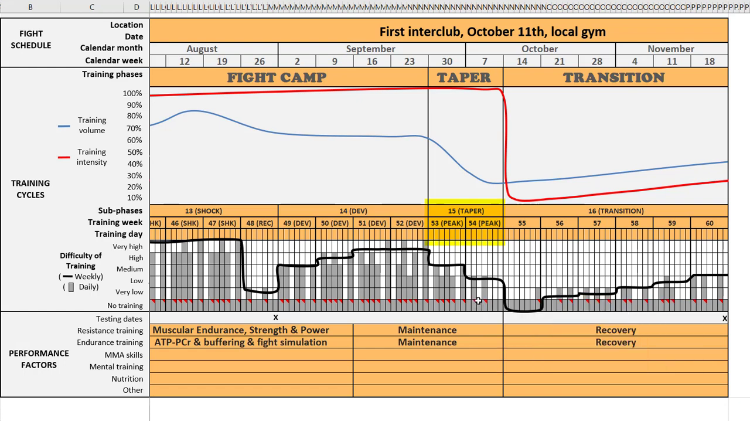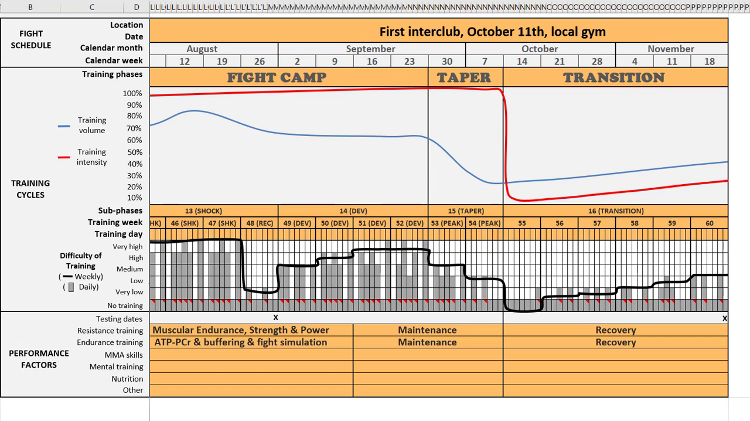Now, hopefully, as you've decreased the training volume significantly in those 2 weeks before your fight, you'll dissipate fatigue. But because you're training at a high intensity, you should prevent any detraining effects. And that's really what we're trying to go for.